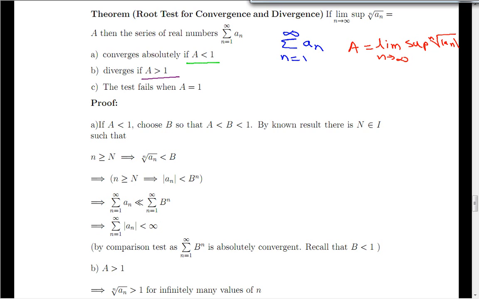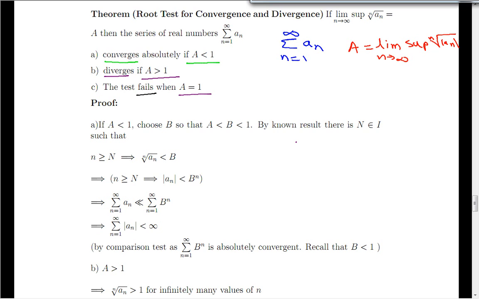If limit is greater than 1, then series diverges. So it diverges when A is greater than 1. It converges when A is less than 1, and if A is equal to 1, then in that case test cannot be applied. Test fails. It cannot be applied.